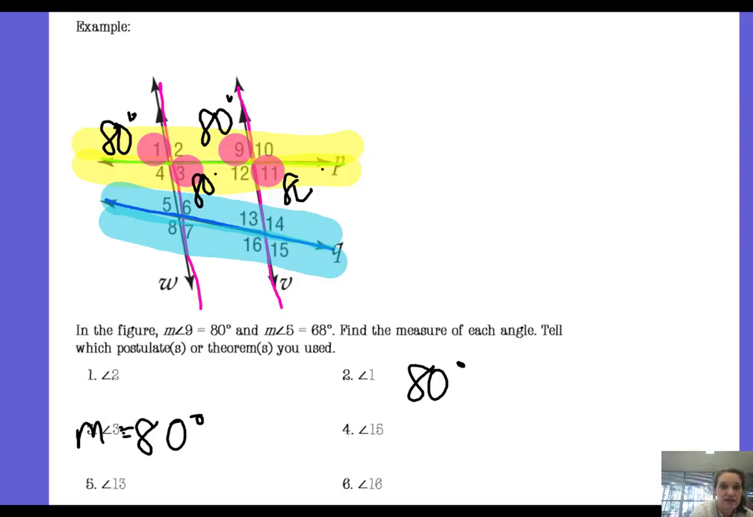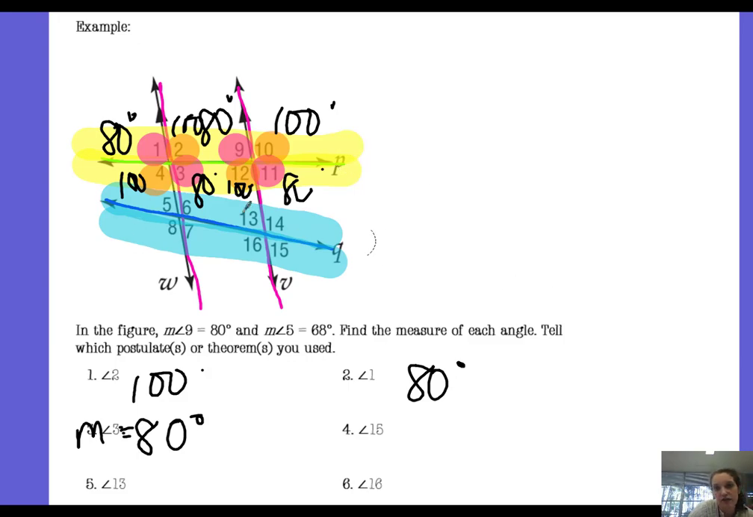Okay, so now that means that angle 10, angle 12, angle 2, and angle 4 are all going to be congruent, and they're going to be congruent to, well, 9 and 10 form a linear pair, so they have to be supplementary. So angle 10 is 100. The measure of angle 10 is 100 degrees. The measure of angle 12 is 100 degrees. The measure of angle 2 is 100 degrees. And the measure of angle 4 is 100 degrees. Okay, so that's all that we can do along transversal P.